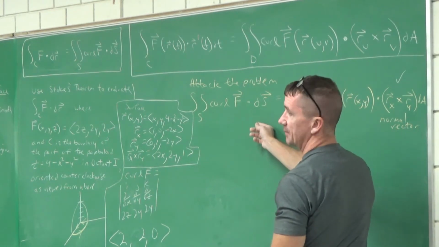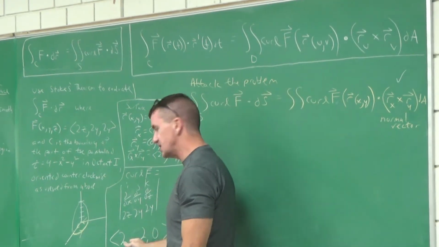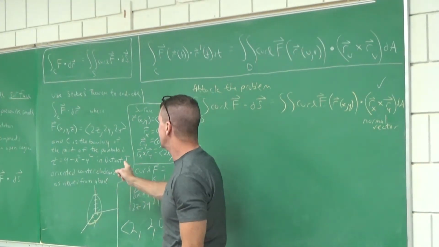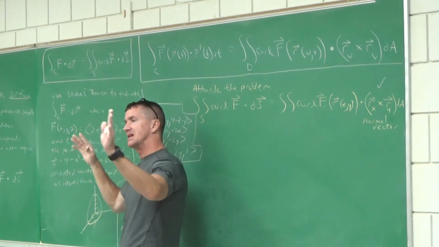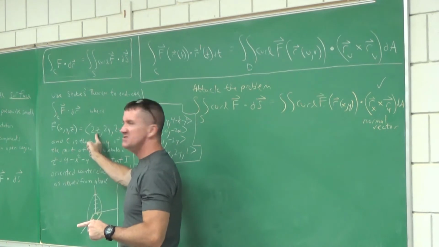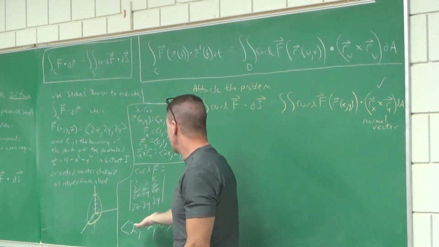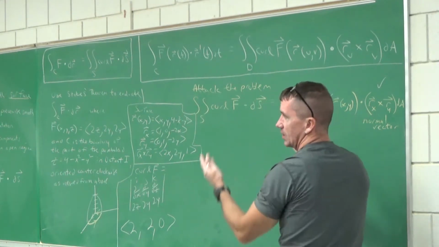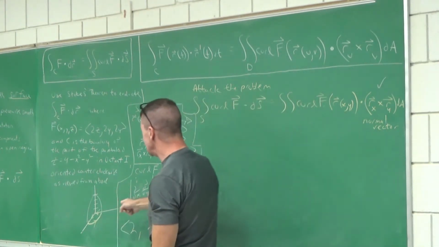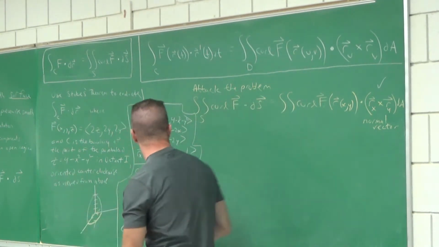I'm loving this problem even better now. Do you see any variables in there? This vector field wasn't as busy as the last one: 2z, 2y, 2y. Look at our curl of the vector field. That's going to make the math go a lot quicker. This is way easier than doing three separate line integrals.